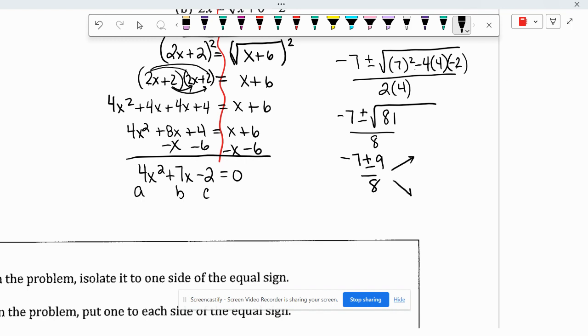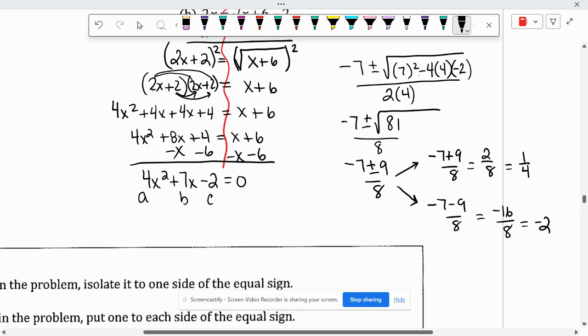Remember, that gets broken up into two things. That means negative 7 plus 9 divided by 8 and negative 7 minus 9 divided by 8. Negative 7 plus 9 is 2. 2 over 8 is the same thing as 1/4. Negative 7 minus 9 is negative 16. Negative 16 over 8 is negative 2.